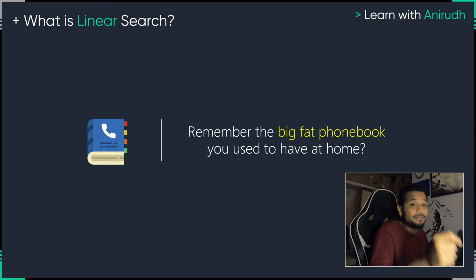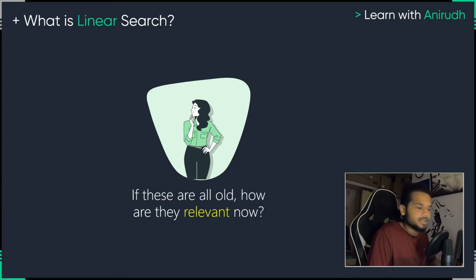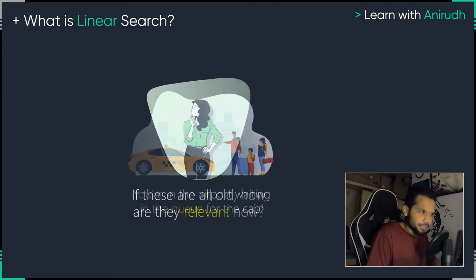You had to go alphabetically through those names, find the number, and then dial it. You might have seen your parents or your grandparents do this, correct? Now, why are we talking about all of these old things? And since we're talking about linear search, you might be asking a question right now. Hey, we don't have old fat phone books anymore, and we don't have those keypad phones anymore. So, how are all of these relevant to our discussion here?